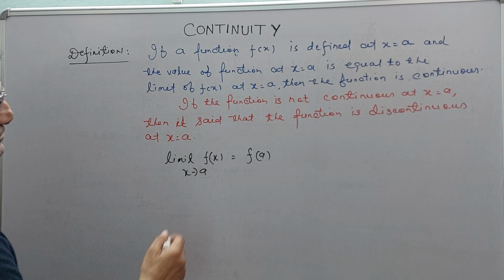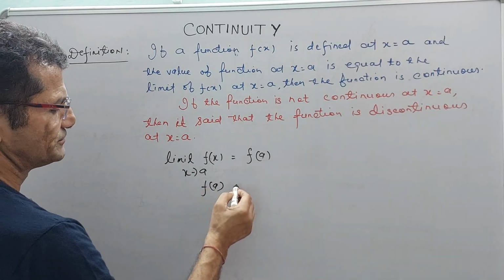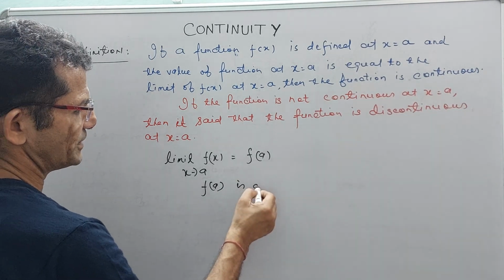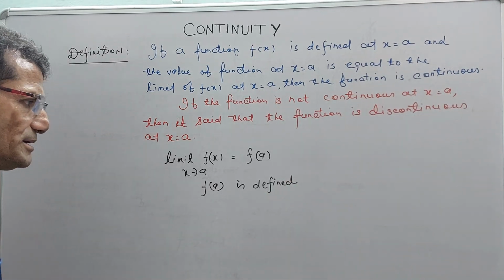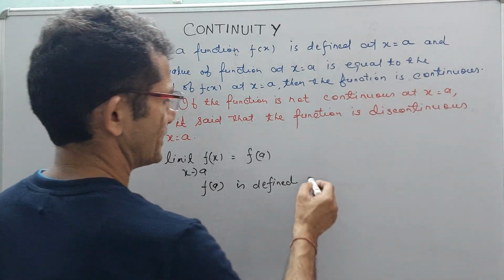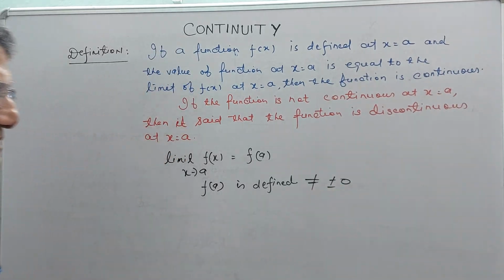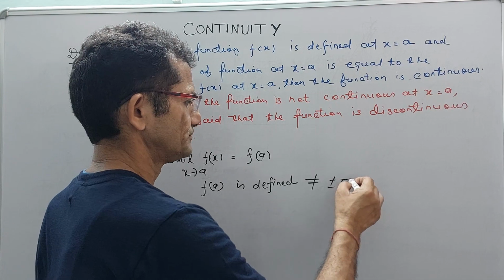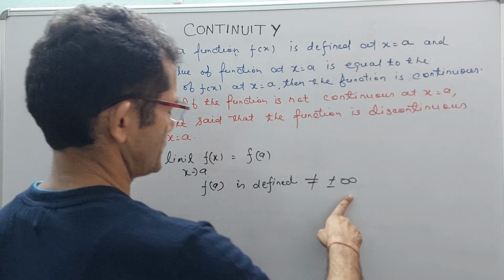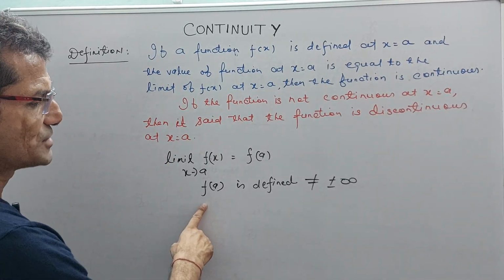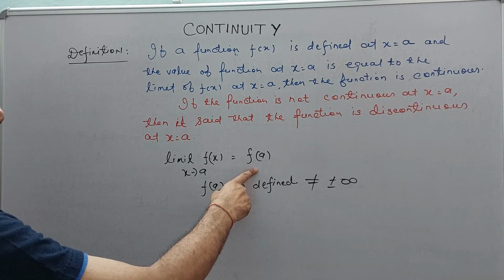And also f(a) should be defined. f(a) is defined means that its value cannot be plus or minus infinity, since plus or minus infinity is not a real number. Other than that, if the value comes out as a real number, we say that the functional value is defined.